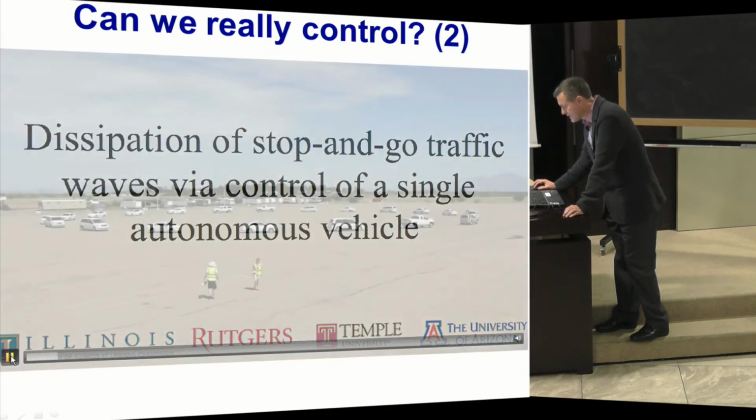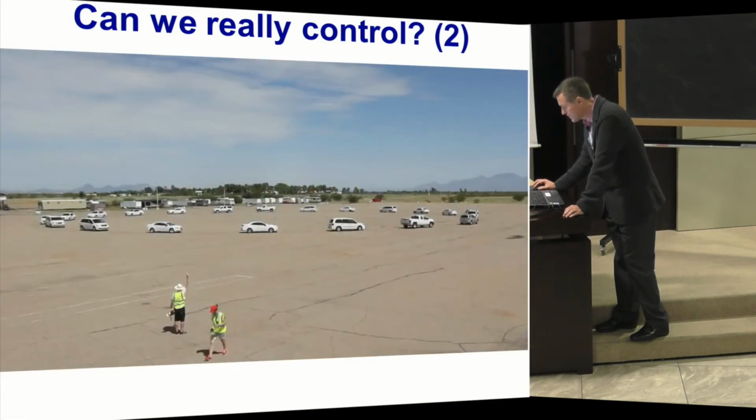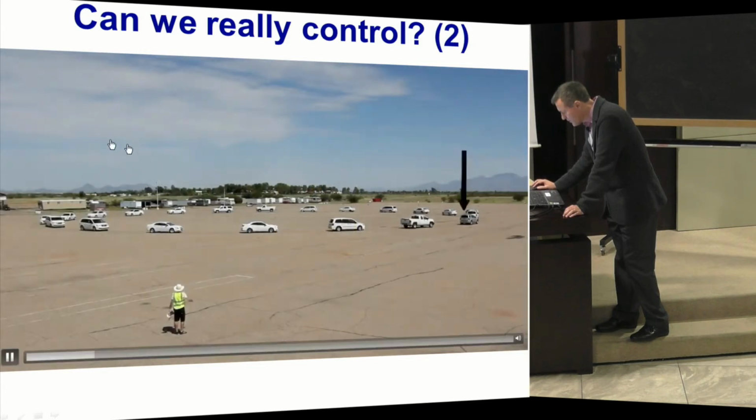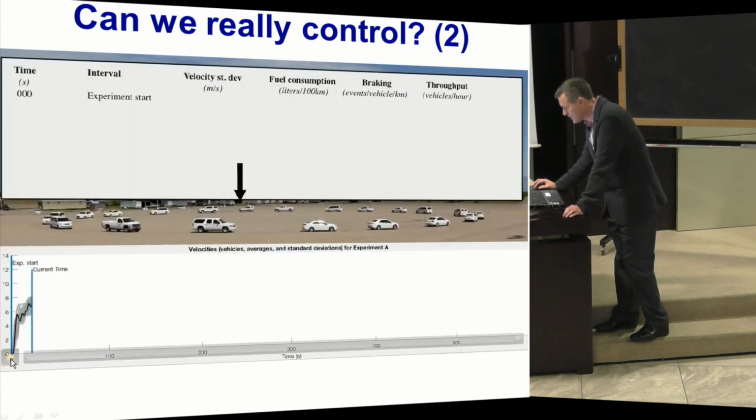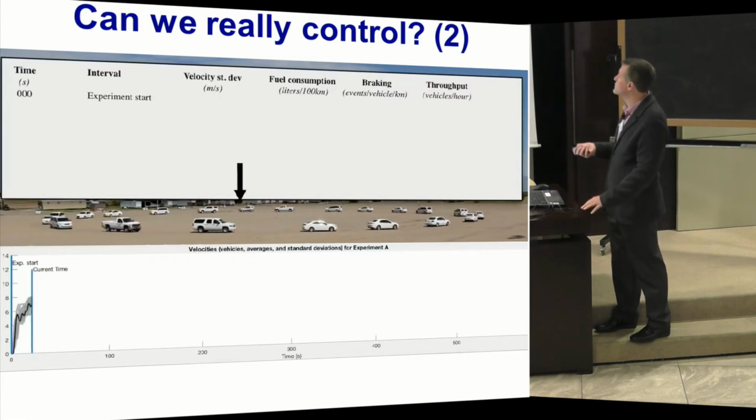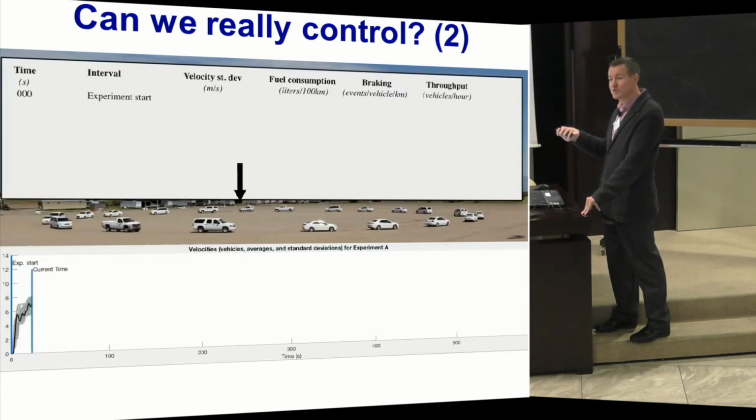This is an experiment that was run in the Arizona desert in July, so it was pretty hot. And this is the beginning of the experiment. Let me stop immediately to tell you a little bit what's going on here. These are cars going in the ring road. You see there is one car with a big arrow, and this is the autonomous car. When the arrow is black, the autonomous car is in a human driving mode, so there is a pilot on board and it's driving like the other humans. When the arrow becomes red, then the car will be under autonomy, and we are going to apply some control to dissipate these waves.